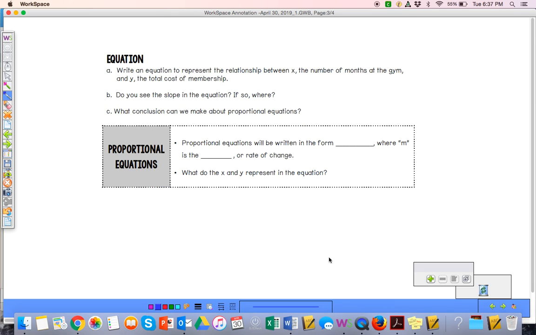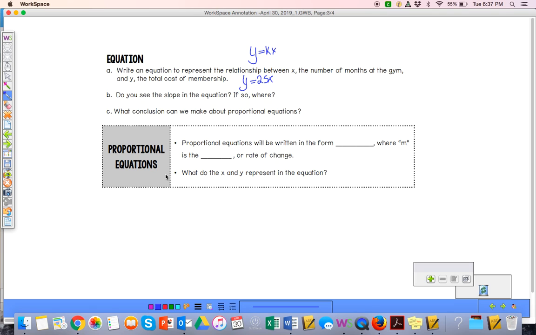So now it says write an equation to represent the relationship between x, the number of months at the gym, and y, the total cost of the gym membership. If you remember, we used the equation y equals kx when we were in Unit 3 during third quarter. So we would switch and put the unit rate in for k. We do change up the letter. It still means the same thing when we talk about slope, and we will actually write that down here in this box.